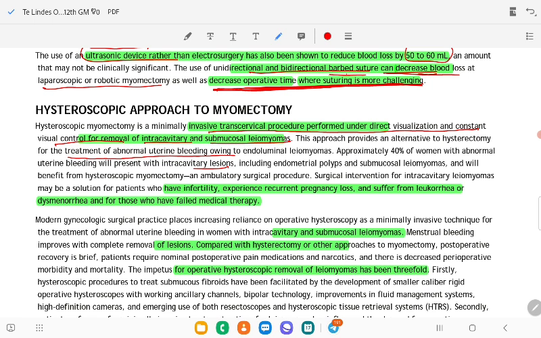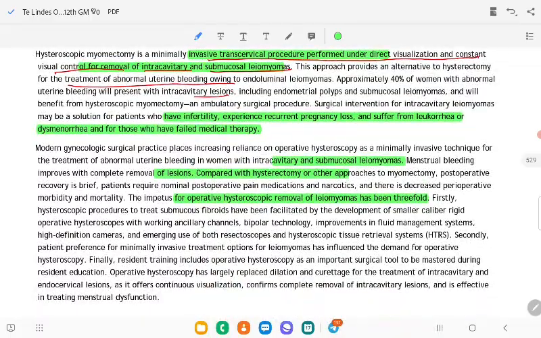In these cases, surgical intervention for the intracavitary leiomyoma is the solution for patients who have a history of infertility, experience recurrent pregnancy loss, and suffer from leukorrhea, because of discharge: the intracavitary leiomyoma undergoes degenerative changes that lead to persistent discharge, leukorrhea, and dysmenorrhea, because with each uterine contraction the leiomyoma tries to come out of the uterus. For those who have failed medical therapy, you can give them the option of hysteroscopic myomectomy.